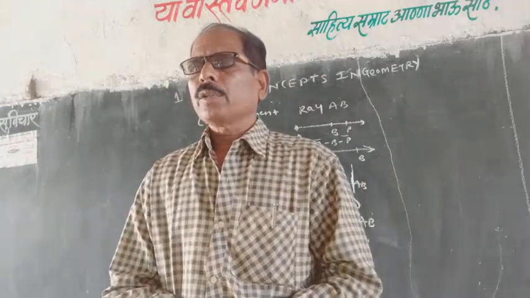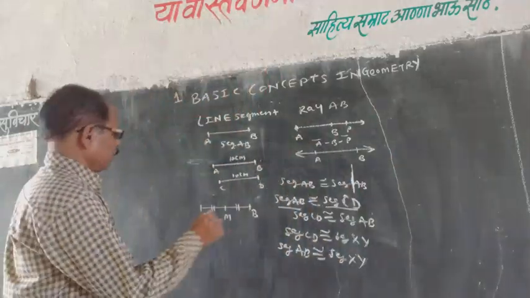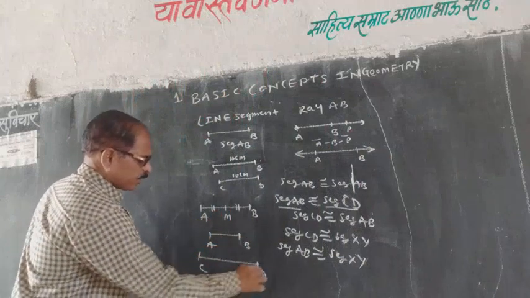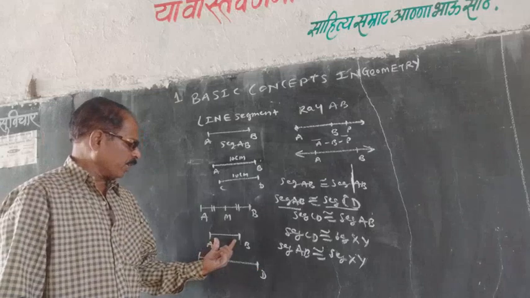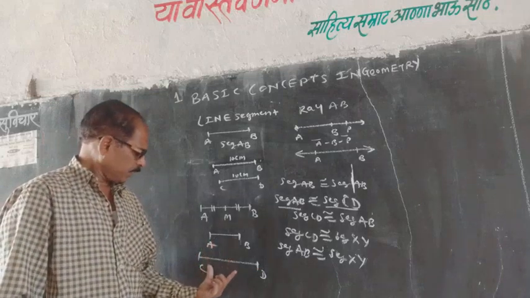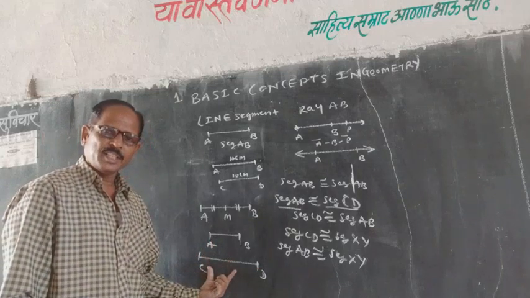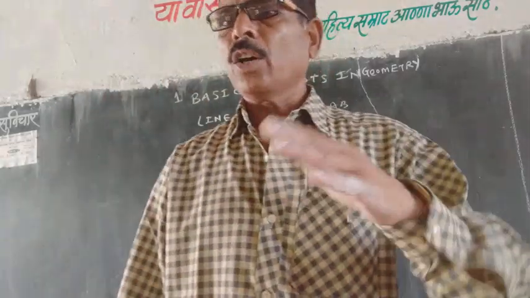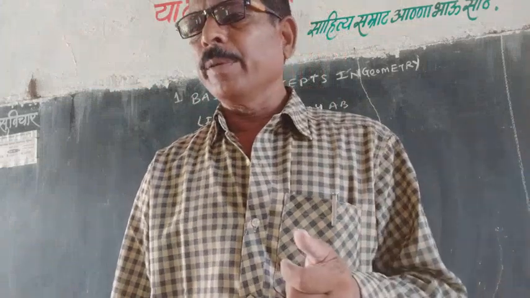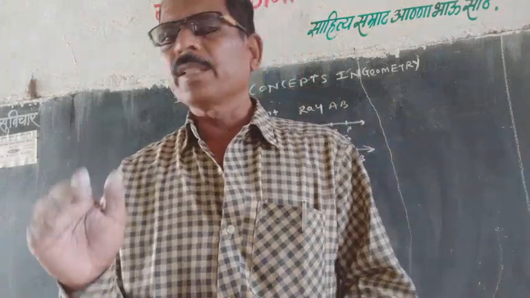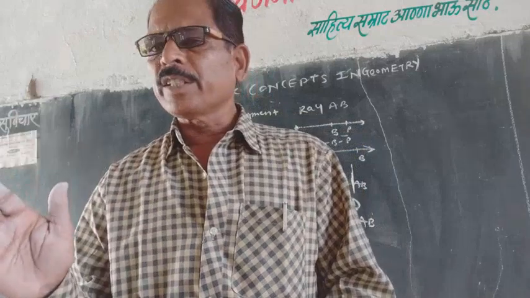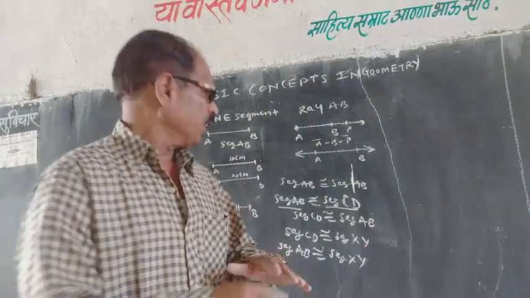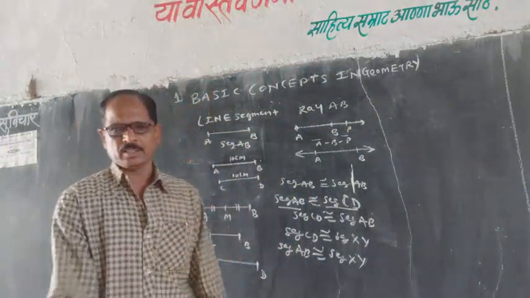Comparison of two segments. Segment AB, segment CD. The length of segment AB is 5 cm, length of CD is 8 cm, then segment CD is larger or bigger than segment AB, or segment AB is smaller than segment CD. This comparison we can write with the help of these lines.